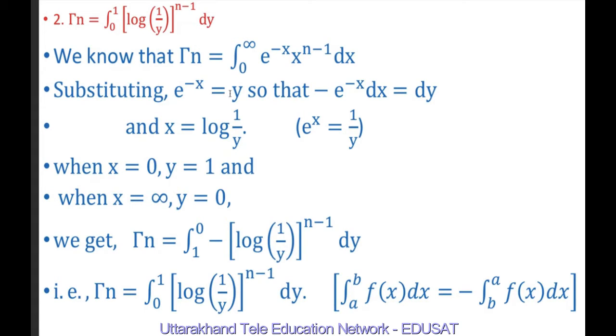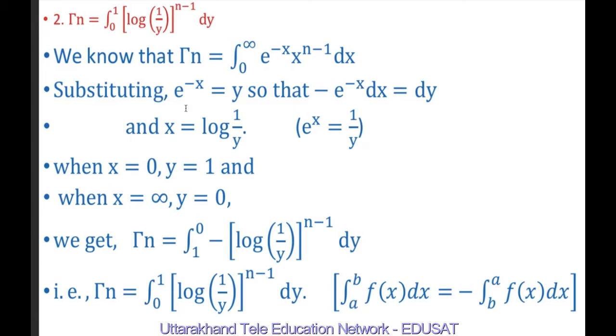Because e raised to power minus x is y, therefore e raised to power x equals 1 upon y. If we take log on both sides, x is equal to log 1 upon y, because x log e is 1. Here the limits are from 0 to infinity.